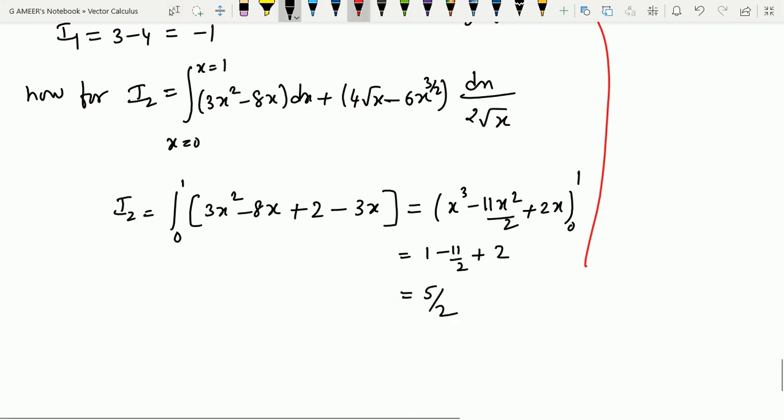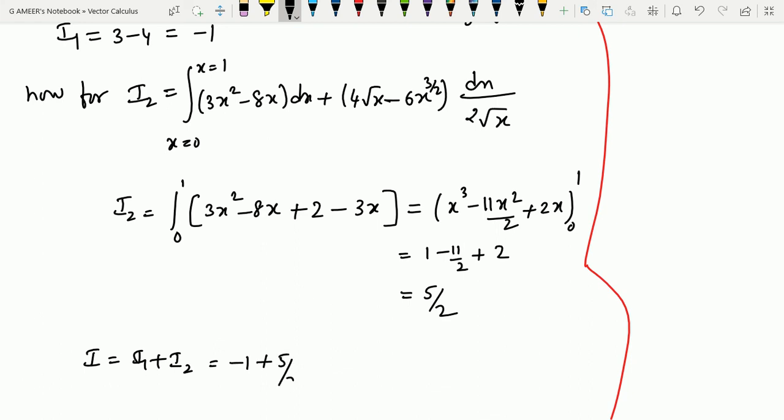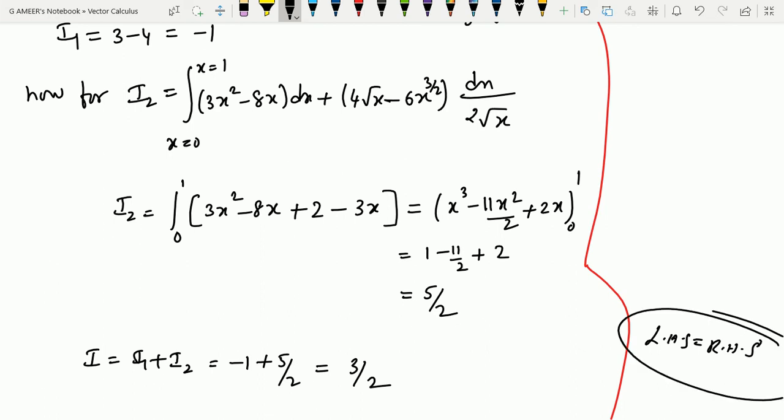And what is the overall answer that we want? I is equal to I1 plus I2. I1 I got as minus 1, plus 5 by 2, that is 3 by 2. So we have proved that LHS is equal to RHS. With this, the theorem is verified.